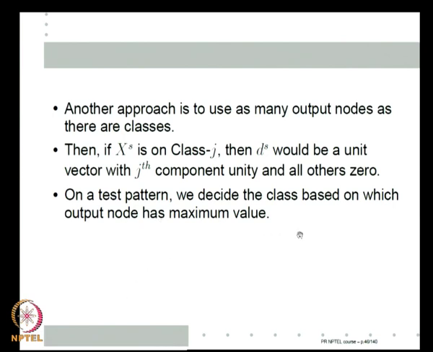In a test pattern, we can decide the class based on which of the output nodes has the maximum value, because if it is in class j, the jth component of ds is 1. So, whenever it is in class j, the jth output node should be closer to 1. Hence, when you give me a new test pattern after learning, I calculate all the k outputs, and whichever output is closest to 1, that is, whichever output is the highest with the sigmoidal activation function, we will put the pattern in that class.